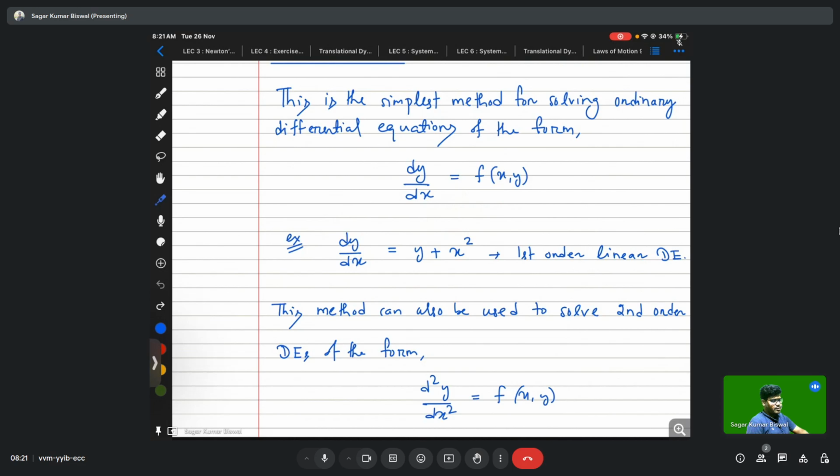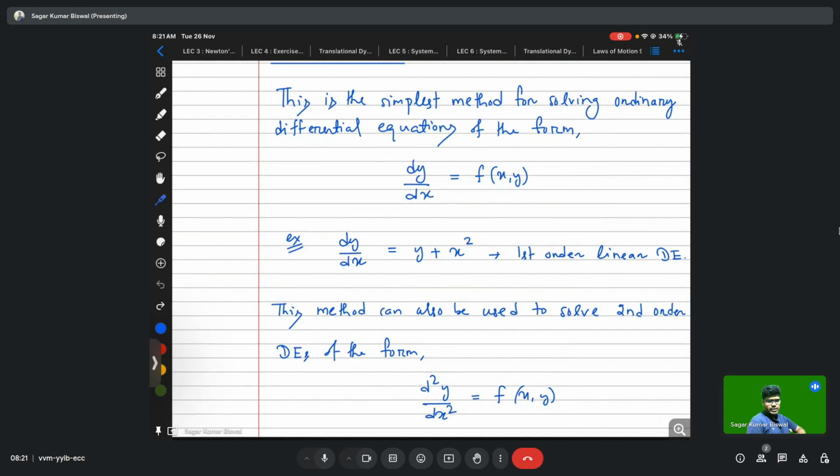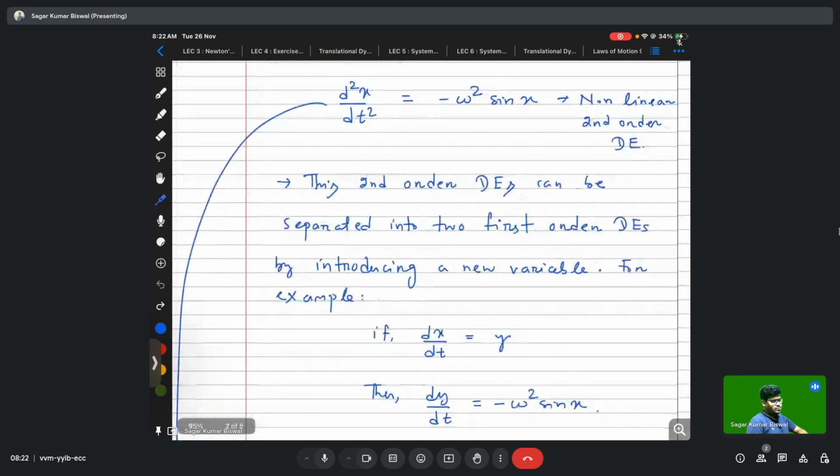If you have terms like y square or y cube in the differential equation, then that will become a non-linear type differential equation, right? So this is a first order linear differential equation, and this method can also be used to solve second order type differential equations. What do you mean by second order type differential equation? In a second order type differential equation, the double derivatives of the dependent variable y will be present, right?